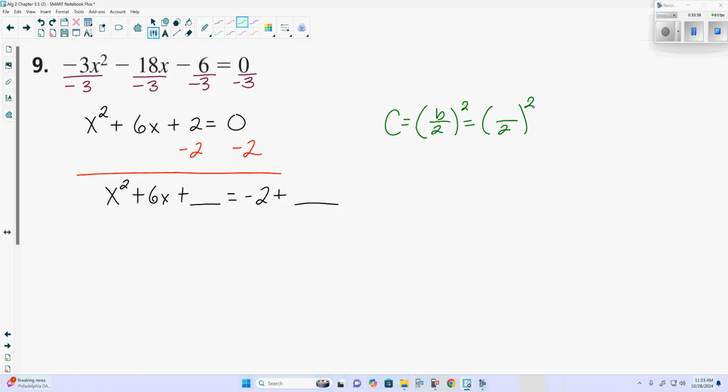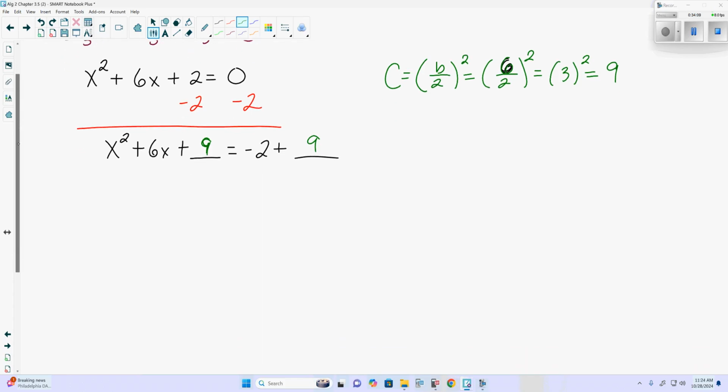That brings us to finding the value of c to make this a perfect square trinomial, which is going to get us to a point where we can solve this. c is equal to b over 2, squared. And b would indeed be positive 6. 6 divided by 2 is 3, and 3 squared is 9. So that does tell us what we're going to add to both sides.